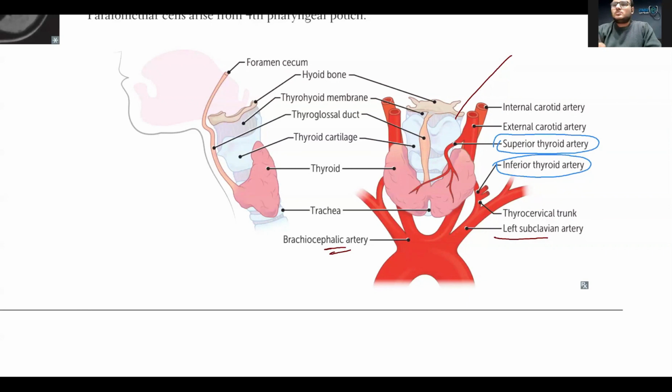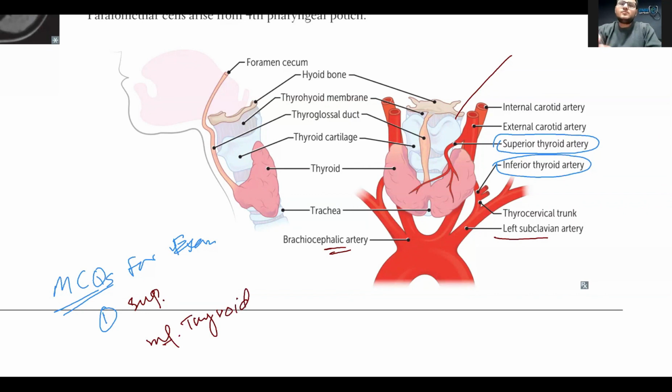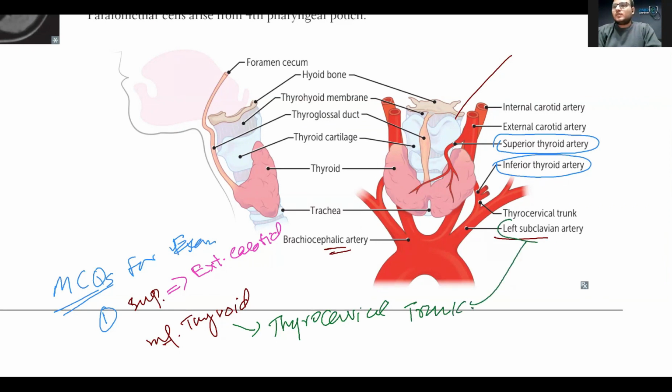The superior thyroid comes from the external carotid, and the inferior thyroid comes from the thyrocervical trunk, which is a branch of the subclavian artery. I will repeat the super high yield exam MCQs. Number one is the blood supply of the thyroid, which is the superior and inferior thyroid. What is the superior thyroid a branch of? The superior thyroid is a branch of the external carotid. And what is the inferior thyroid a branch of? The inferior thyroid is a branch of the thyrocervical trunk, and the thyrocervical trunk is from the subclavian artery.